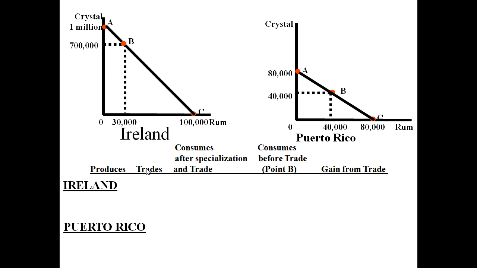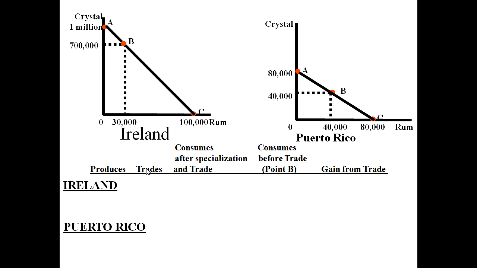Now Puerto Rico is going to be trading off as it moves from point to point on its production possibilities curve at a 1-to-1 margin, because as you go from A to B, you're giving up 40,000 crystal for 40,000 rum. So Ireland's trading off at a 10-to-1 margin, Puerto Rico is trading off at a 1-to-1 margin, and this trade is going to be at a 5-to-1 margin: 175,000 crystal for 35,000 rum.